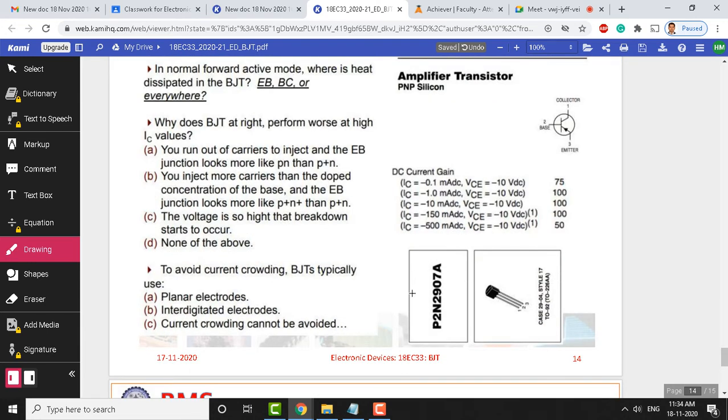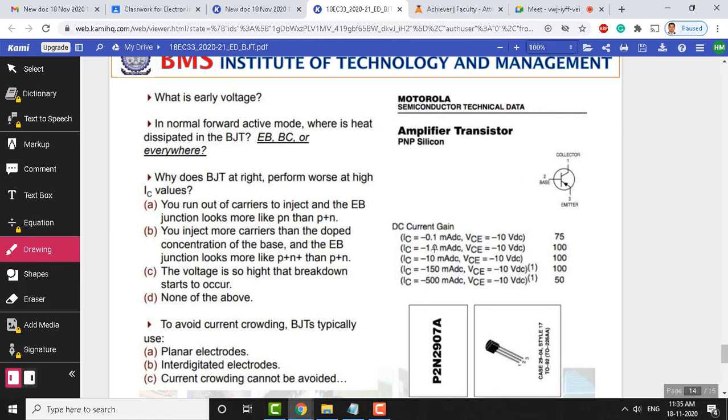The transistor naming is P2N2907A, and this is the actual device that you see, with its symbolic representation. These are the current specifications, and the DC current gain is shown here. So, this is a specification sheet, a data sheet, and of course it is available from different manufacturers. When we want to use a transistor from different manufacturers, we can look into its technical specifications.